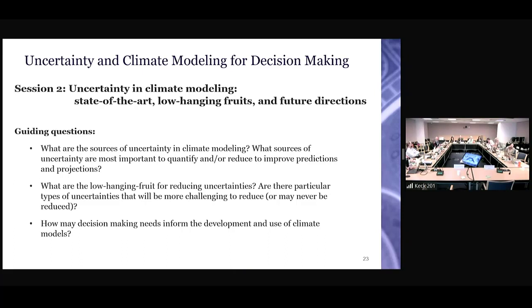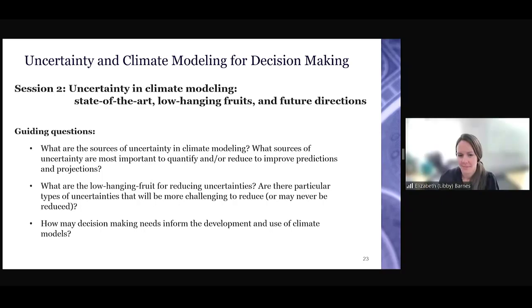We're restarting with our next session, and I'd like to invite Libby Barnes to moderate the next session. Hi, everybody. Thank you. I'm Elizabeth Barnes, or Libby. I am a professor of atmospheric science at Colorado State University, and I will be moderating session 2 here.